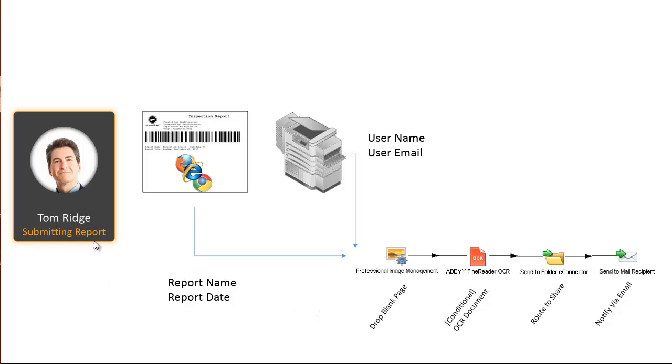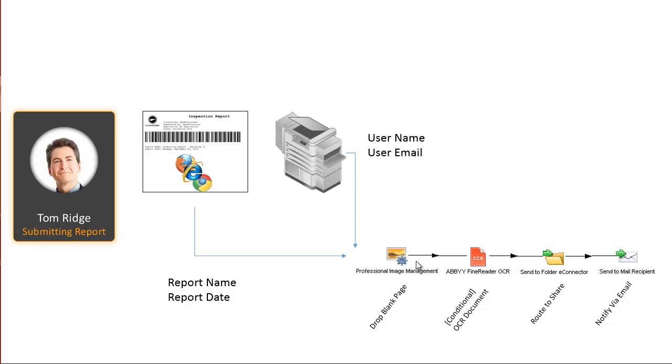So let's say Tom Ridge here is submitting a report. Maybe it's an inspection report. So he already has these barcode separator sheets. He's going to put them in between the documents. Now the barcode itself contains the metadata of the report name and the report date. He is then going to be using a multifunction device, authenticating on the multifunction device, and based upon his credentials, will be getting his username and his email address.